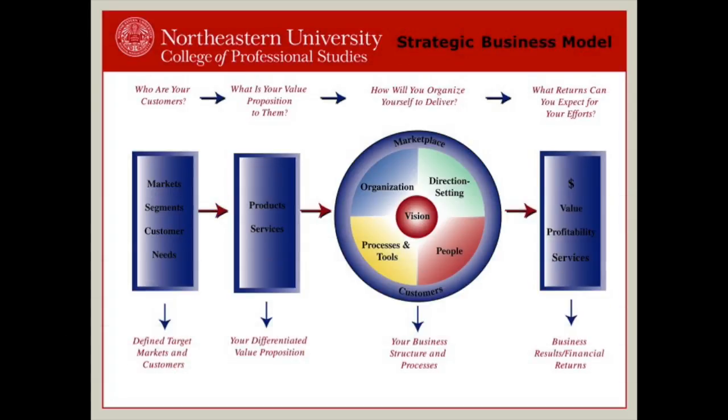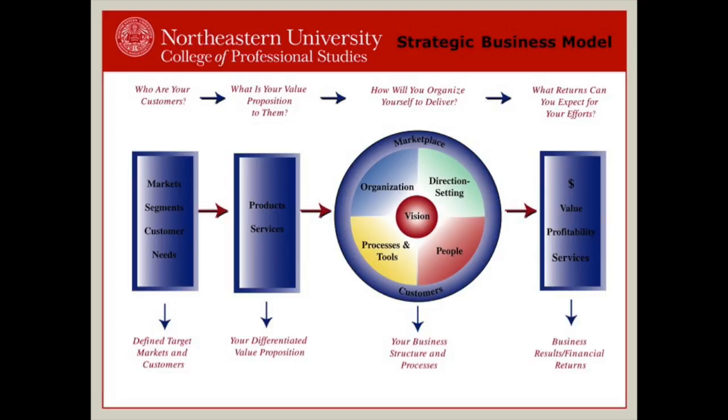The first model we're going to look at is called the strategic business model. It provides us a series of questions that help us understand the organization overall and the choices this organization is going to make. So starting out at the beginning, the market segments and customer needs. The real question is, who are our customers? What are our markets that we're serving? From there, we're going to try to understand what the value proposition is of the markets. In other words, how do we provide value? How do we differentiate our services or our products?